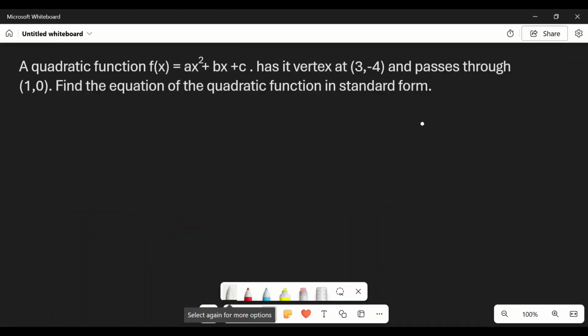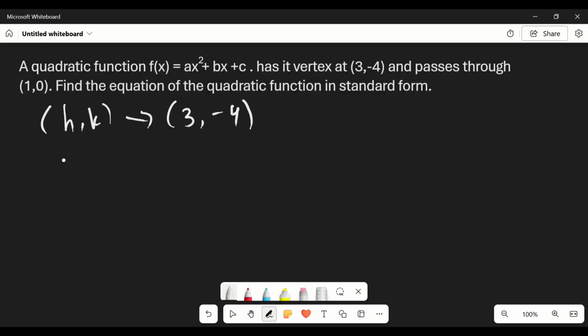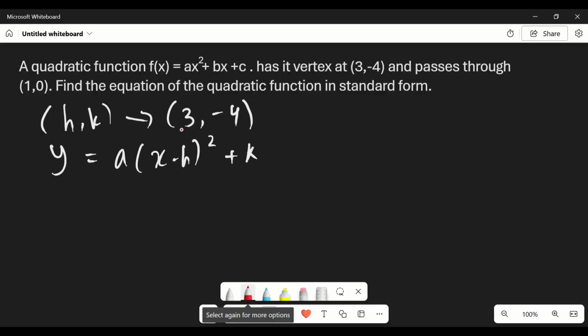A quadratic function f of x equals ax squared plus bx plus c has its vertex at 3 and negative 4 and passes through 1 and 0. Find the equation of the quadratic function in standard form. So we get the vertex. And we can use this formula. Then we substitute for h and k.